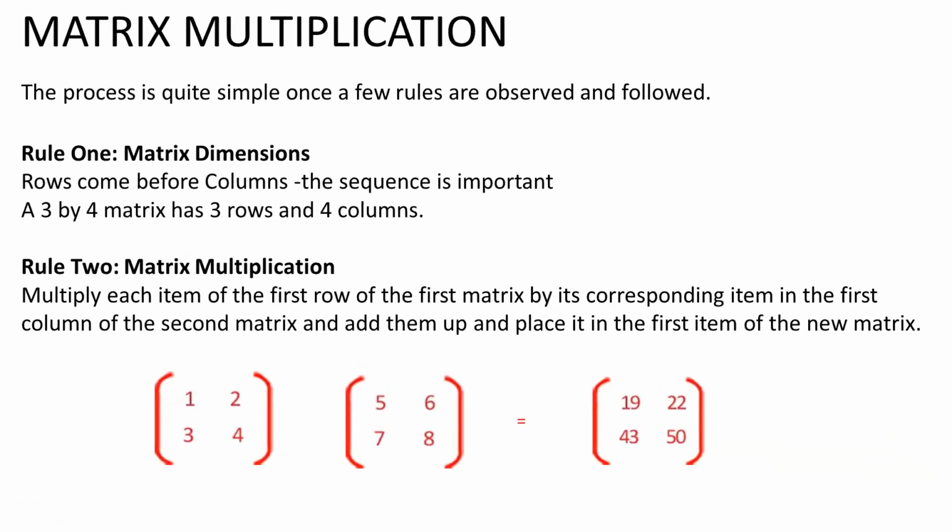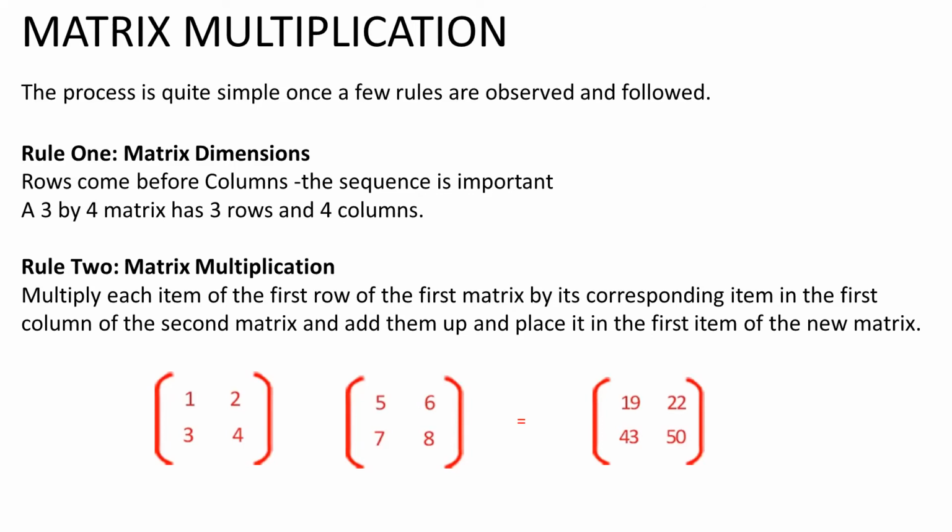Now, the process, one of the main things you need to know, of course, is matrix multiplication. So what's the first state? What's the second quantum state? And multiplying them together will give you a third quantum state.